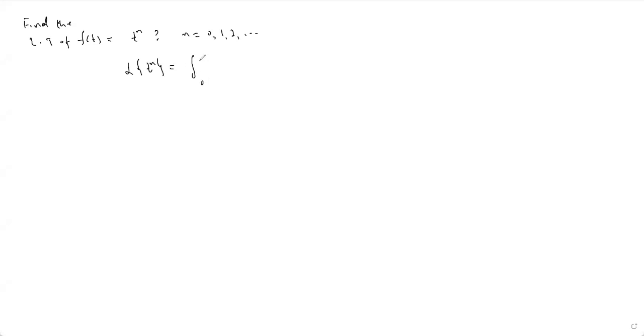0 to infinity e raised to power minus st, t raised to power n, dt. Then what I did, I said let's put st equal to x, or this t will be equal to x by s. Then taking the derivative with respect to t, this dt will be equal to dx by s, right?